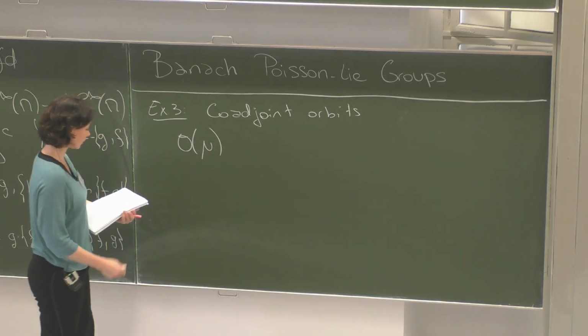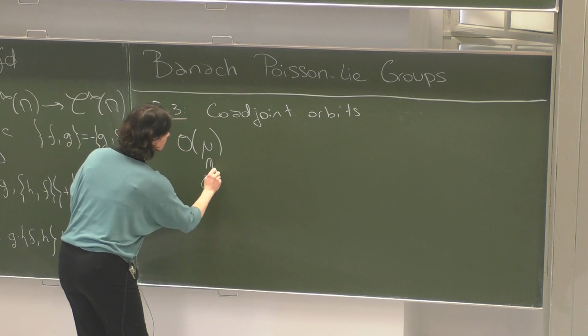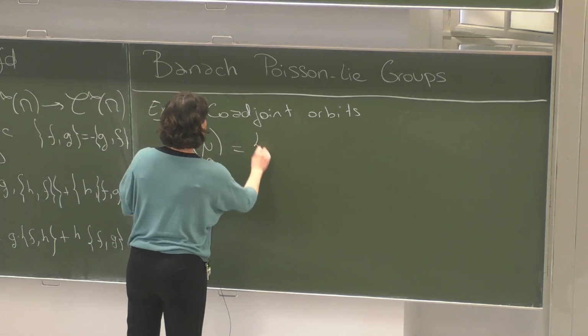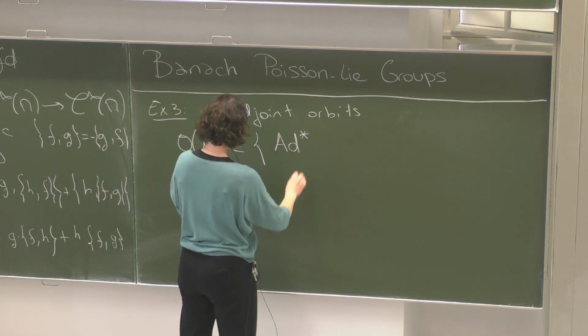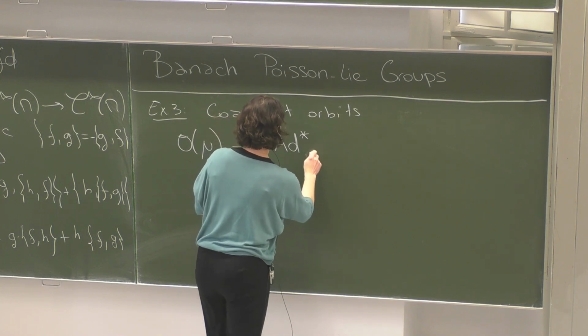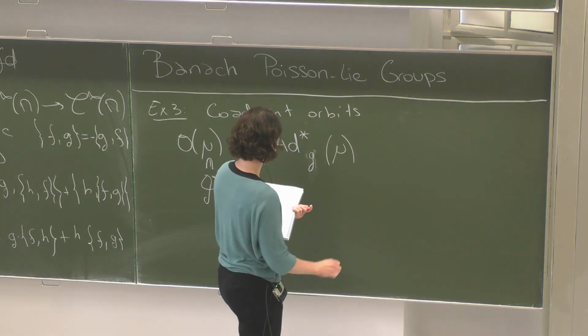So this is an orbit of an element mu of g star. Sorry, g star is the dual space of the Lie algebra, and we look at the adjoint action of the group G. G is a Lie group associated to the Lie algebra g.